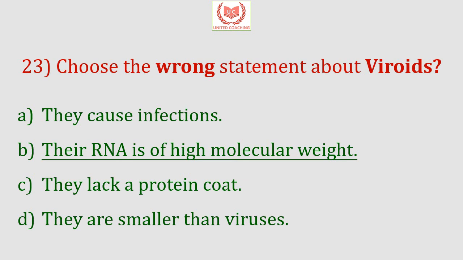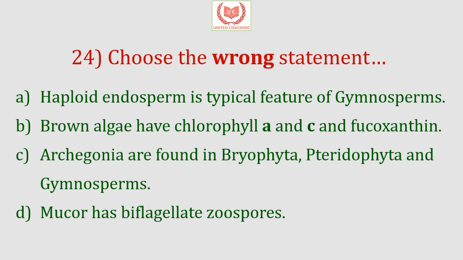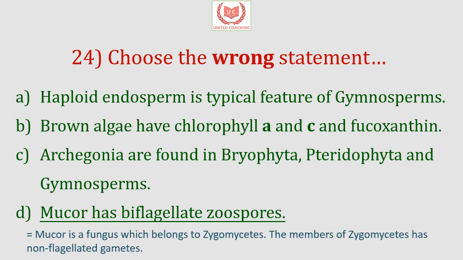Viroids are uncoated infectious RNA molecules which are pathogens of relatively low molecular weight. Our next question is choose the wrong statement. So options are haploid endosperm is a typical feature of gymnosperms. Brown algae have chlorophyll A and C and fucoxanthin. Archegonia are found in bryophyta, pteridophyta and gymnosperms, and mucor has biflagellate zoospores. So the wrong option is the last one, D.